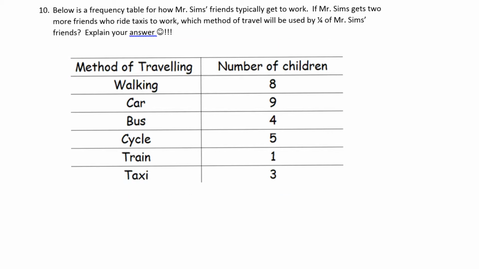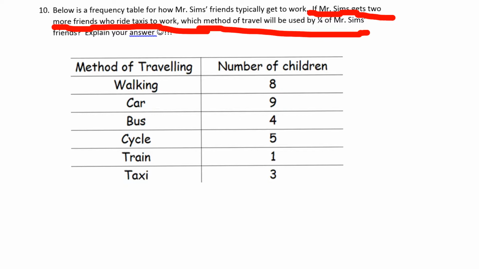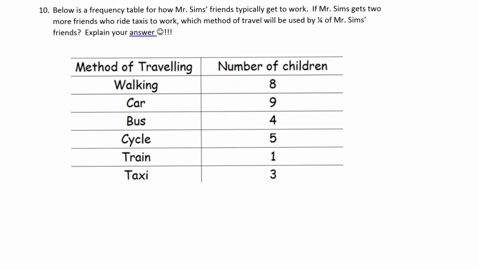Anyway, what we're going to do here is the question says, if Mr. Sims gets 2 more friends who ride taxis to work, which method of travel will be used by 1/4 of Mr. Sims' friends? Since they told us that 2 more of my friends ride taxis to work, they're wanting us to include those. So we have 3 of my friends riding taxis right now, but what we need to do is add 2 more friends.